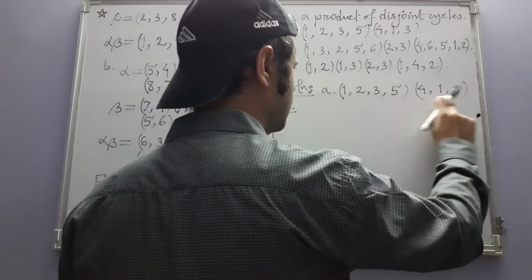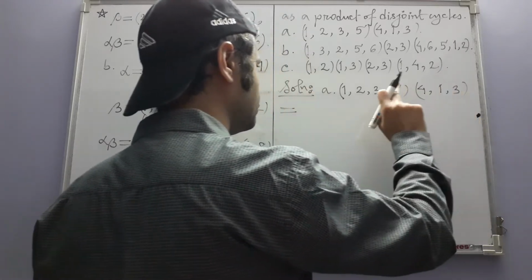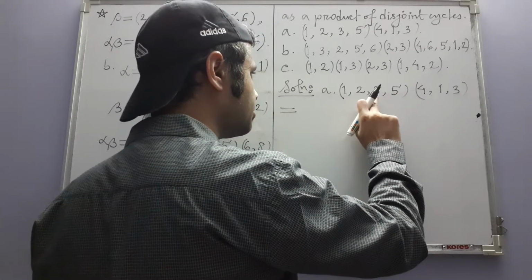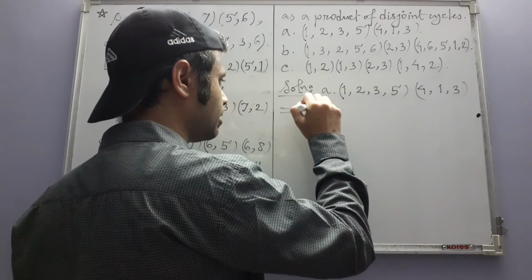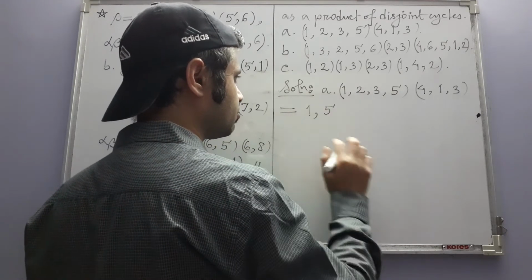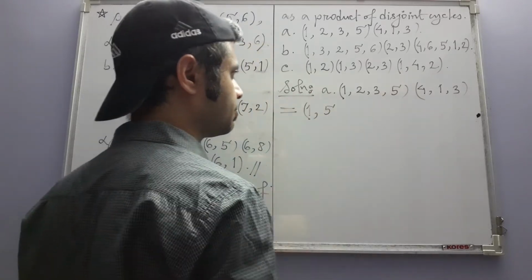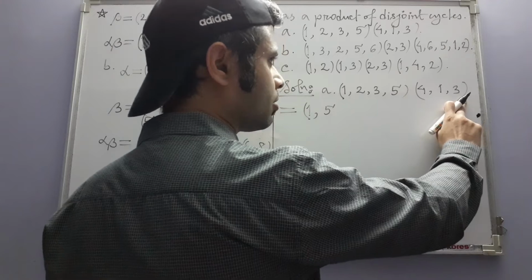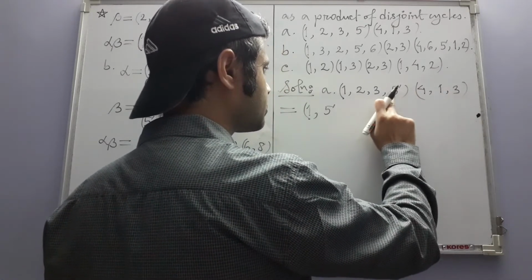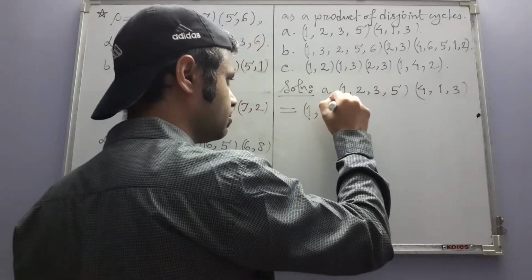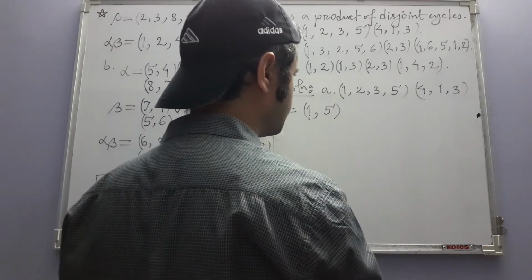So first, this cycle sends 1 to 3 and then that 3 is sent by this cycle to 5. That means 1 goes to 5: 1 to 3, 3 to 5, 1 to 5. Then 5 is not touched by this one, 5 is unchanged, and then this sends 5 to 1, so 5 goes back to 1. So this is one cycle that will appear in this decomposition.